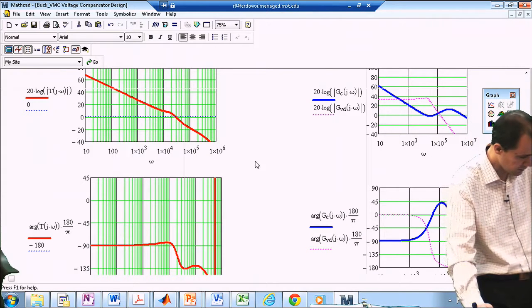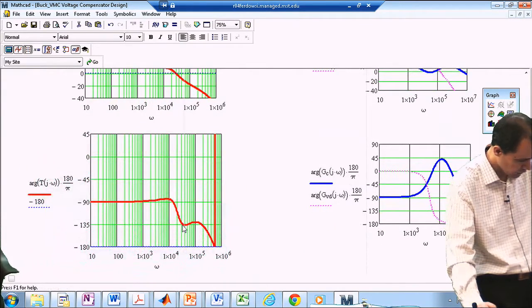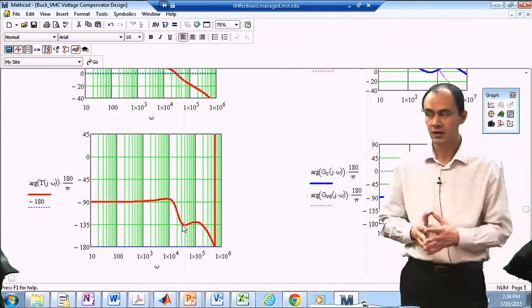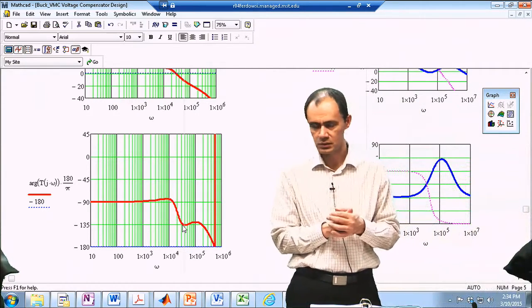Is the system stable? My crossover frequency is about 30,000, and my phase angle at 30,000 is about negative 135 degrees. So I have a phase margin of 25 degrees. So that's also good.